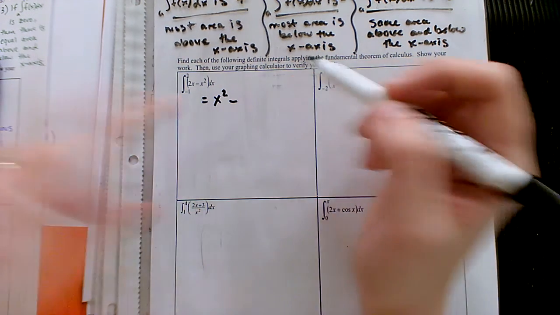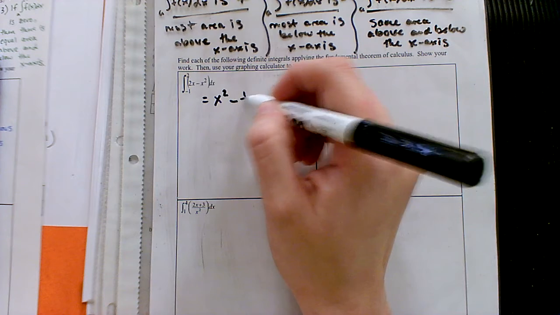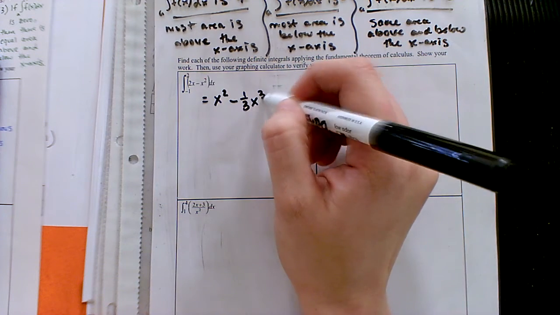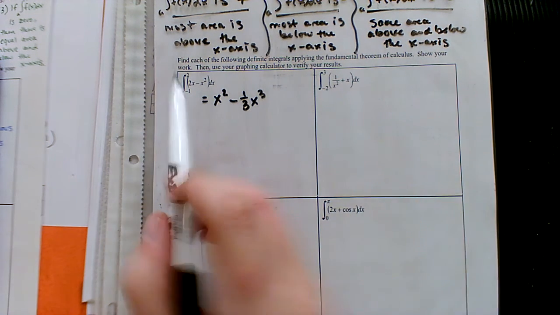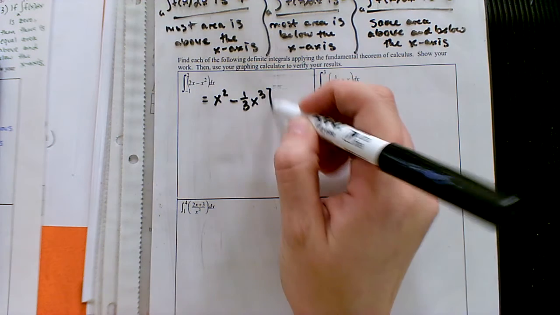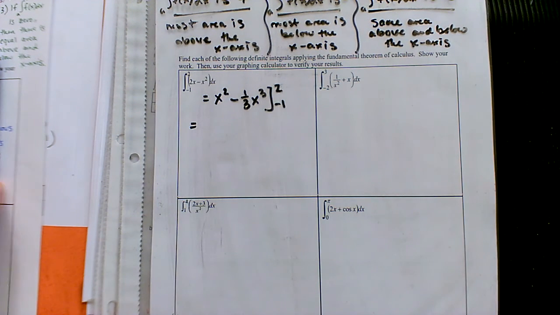X squared, okay? And then let's work backwards from x squared. That'd be 1/3 x cubed. All right, you don't need the plus c because we know the bounds. So we'll throw in the bracket with those bounds.